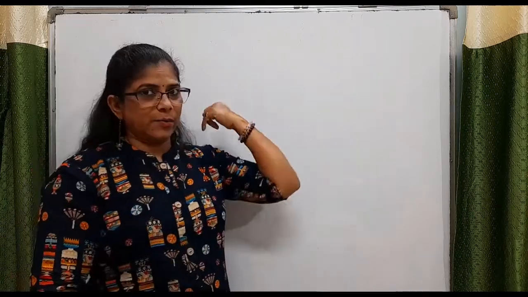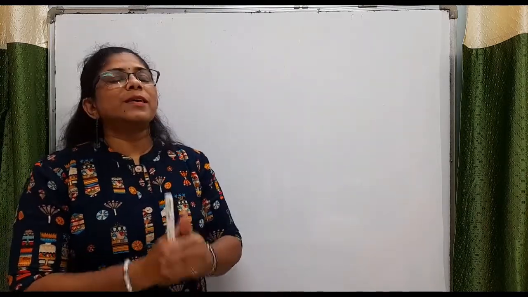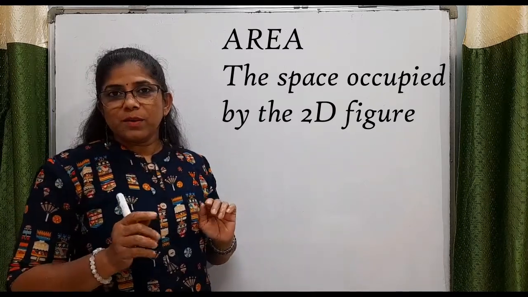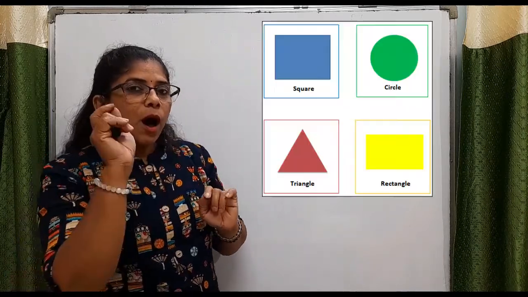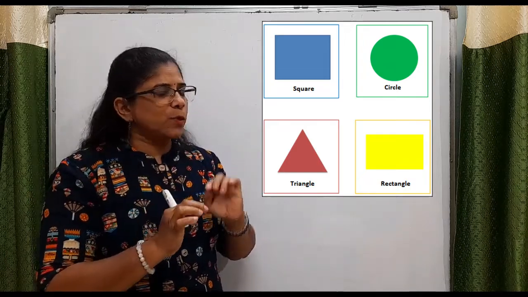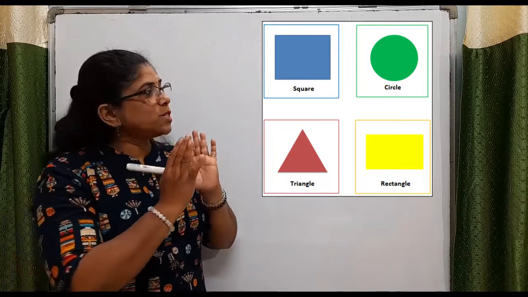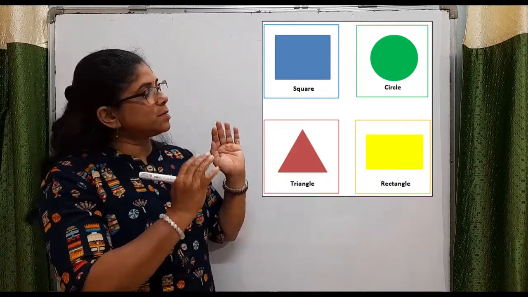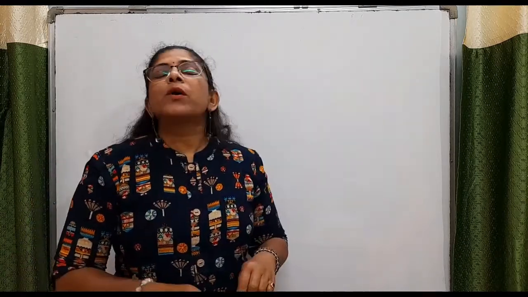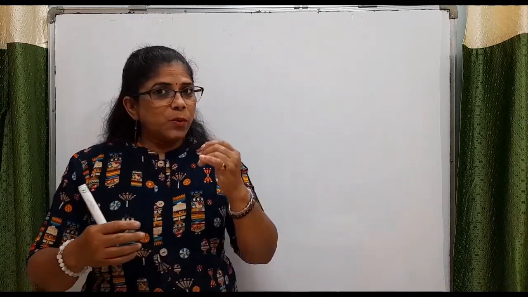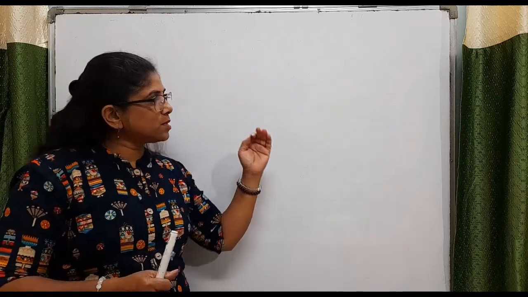Then what is area? Area is the total space occupied by the 2D figure. Now when we draw the square, how much space is occupied by that square is the area of that square. When we talk about rectangle, how much space is occupied by the rectangle is the area of that rectangle. So now all these things I have told you orally. Now let's see all these things with a few examples.